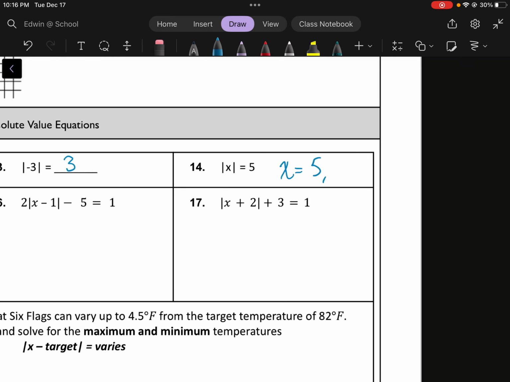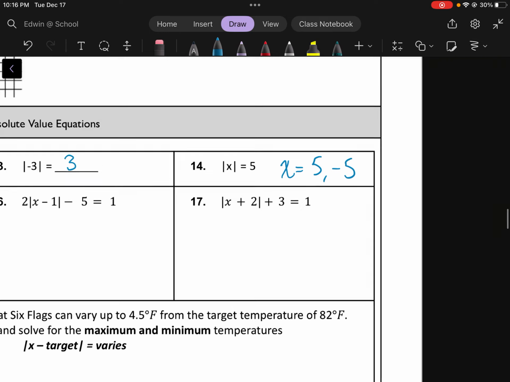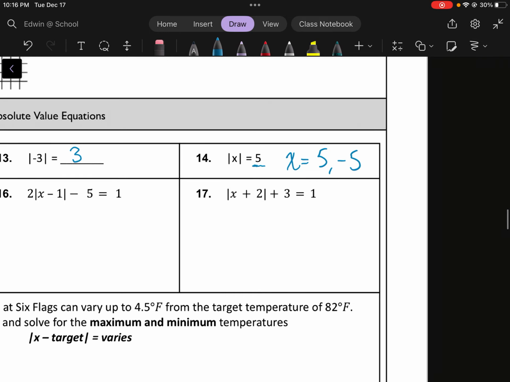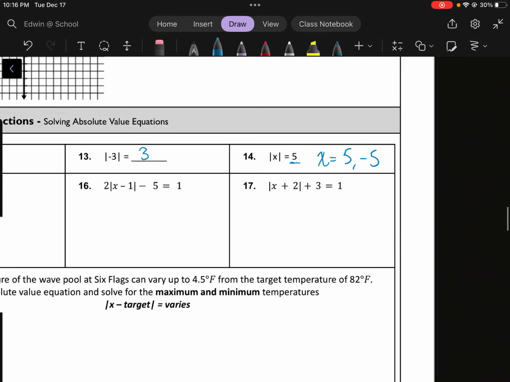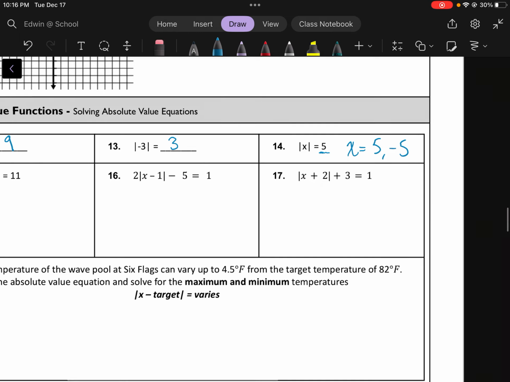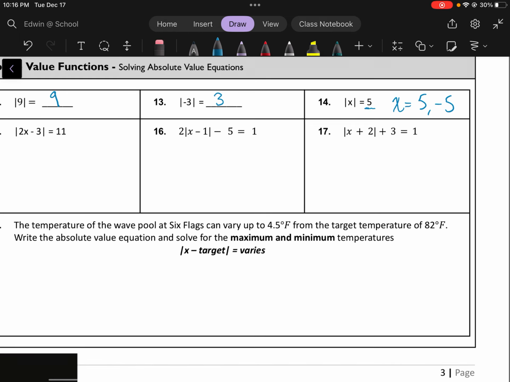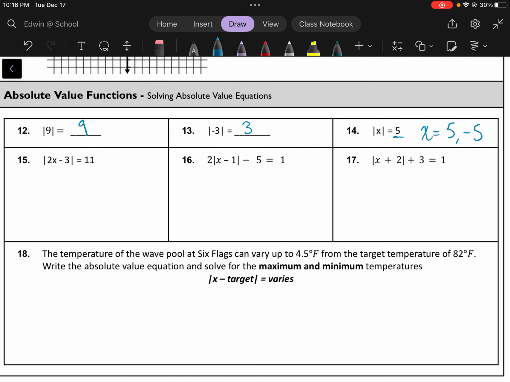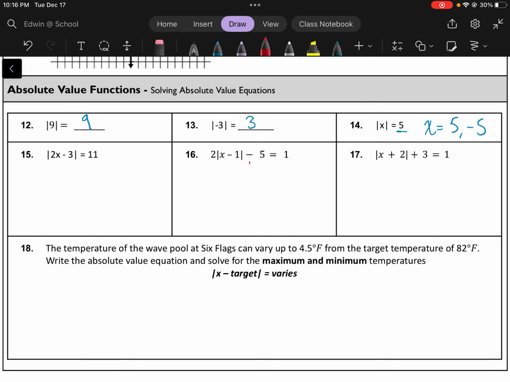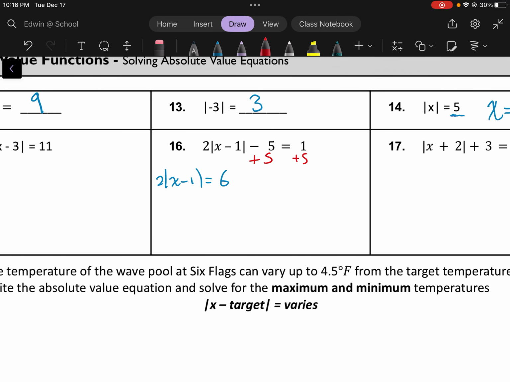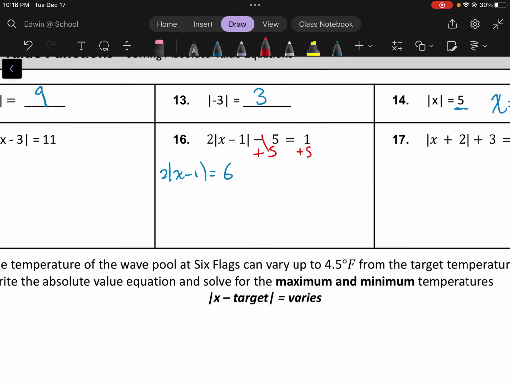Now if we have |x| = 5, that means x could have been 5, or it could also have been negative 5, because it is 5 spaces away from the number 0. And both 5 and negative 5 are 5 spaces away. And if we understand that question, we could also start to solve bigger absolute value functions if we just treat it like an algebraic expression.